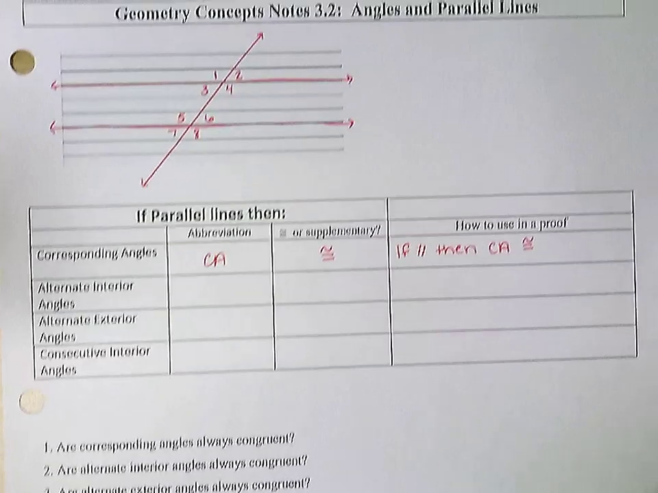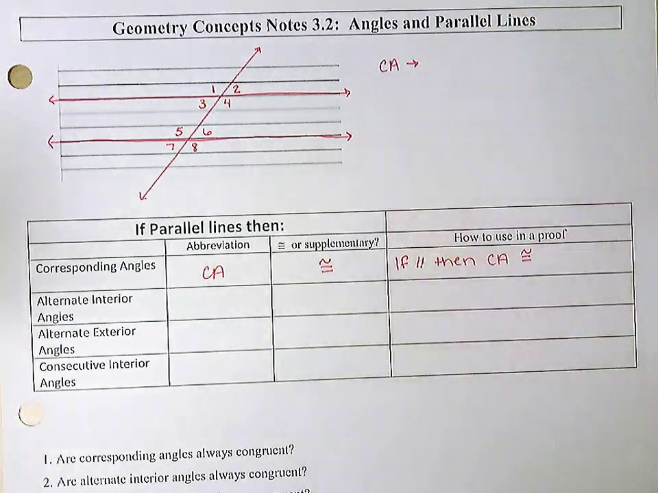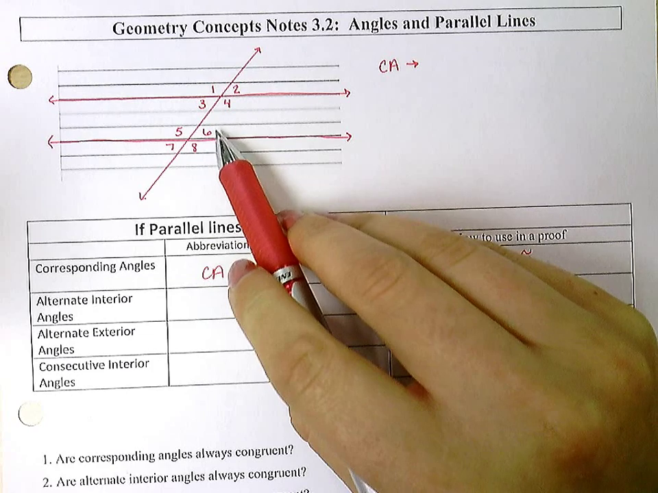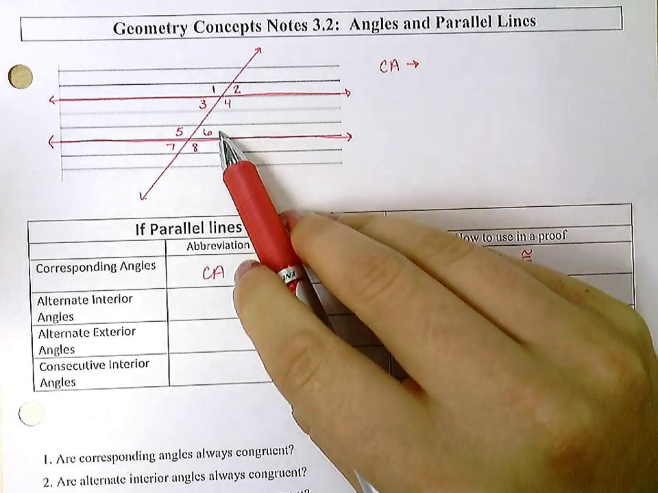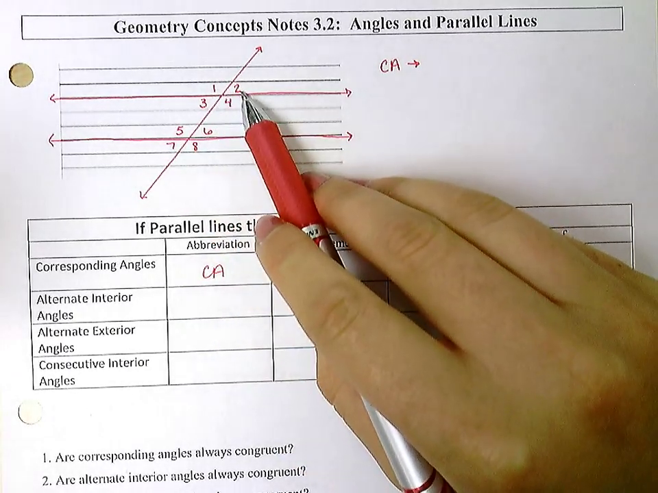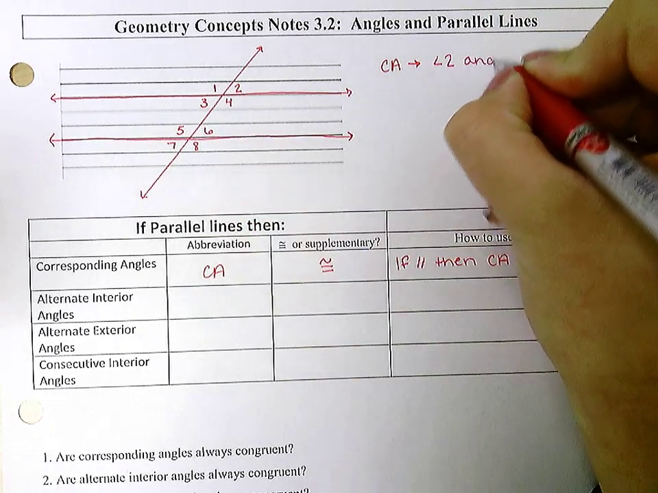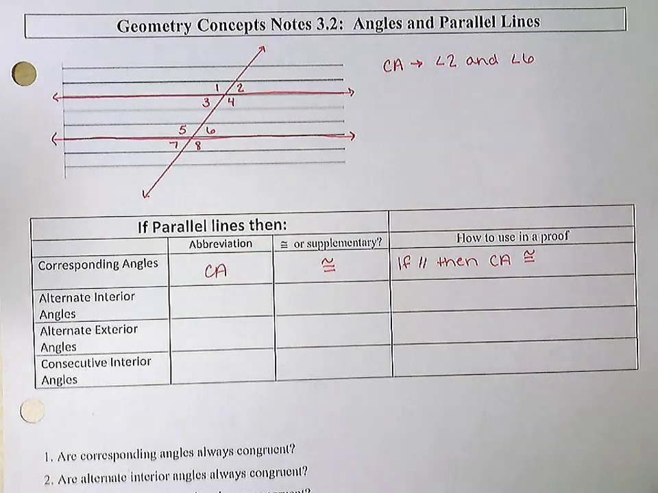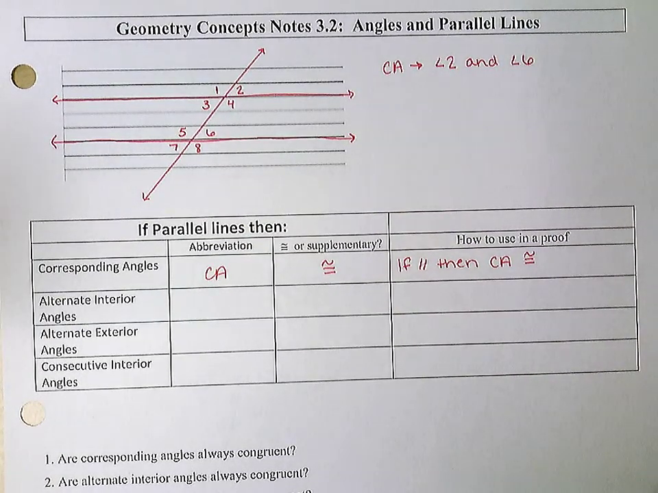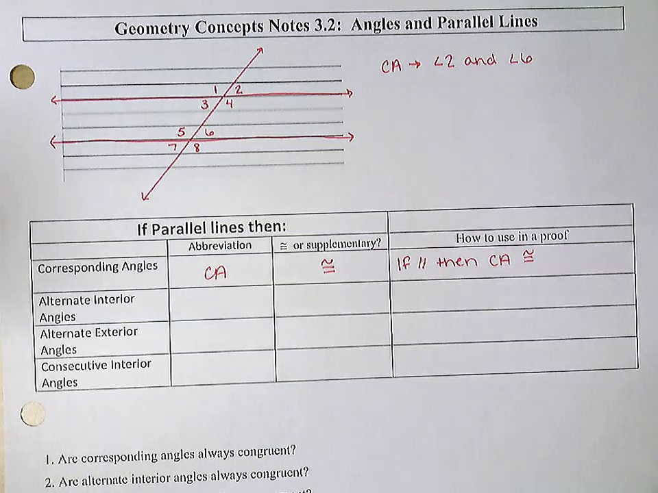This is where I'm going to go back up to the top here. An example of corresponding angles. Corresponding angles lie on top of a line and are next to a transversal. So one pair of corresponding angles would be angle 2 and angle 6. What's another pair of corresponding angles? 1 and 5. So 1 and 5 are also corresponding angles. They lie on top of those parallel lines, and they're on the same side of the transversal.